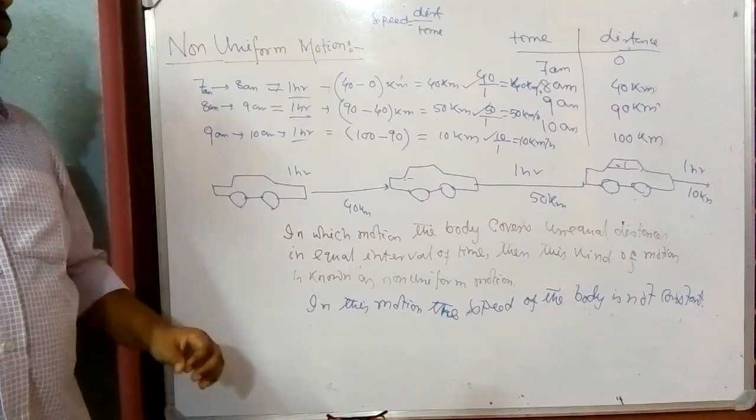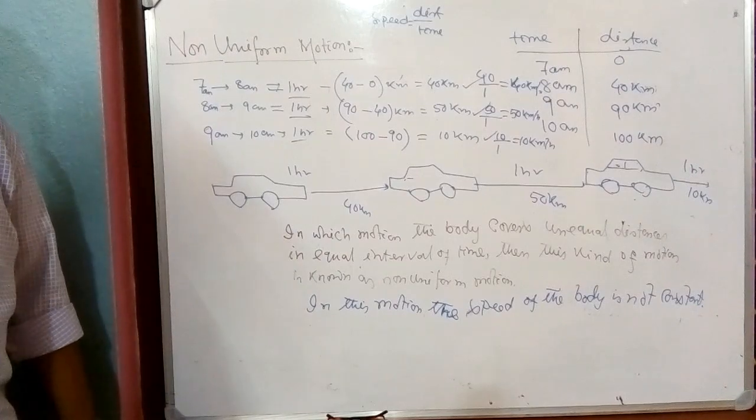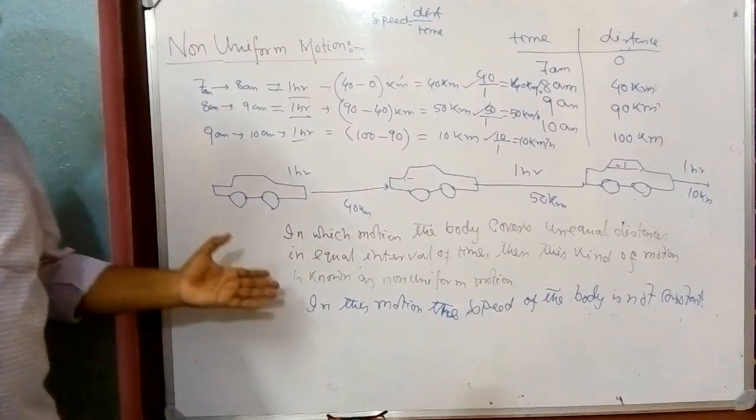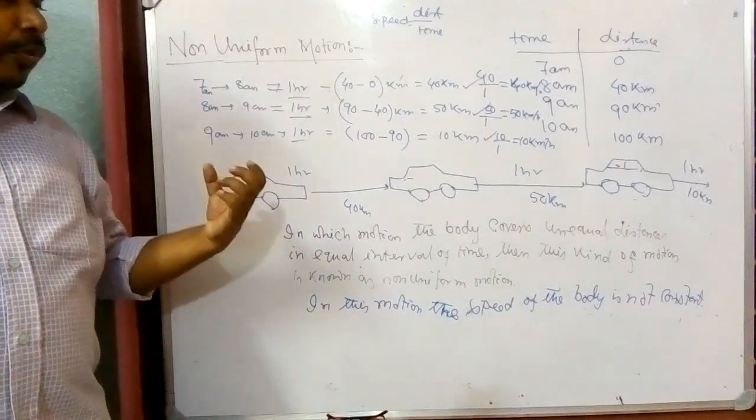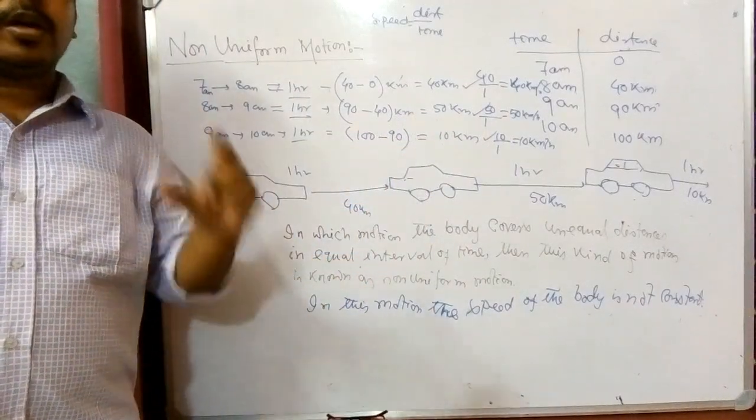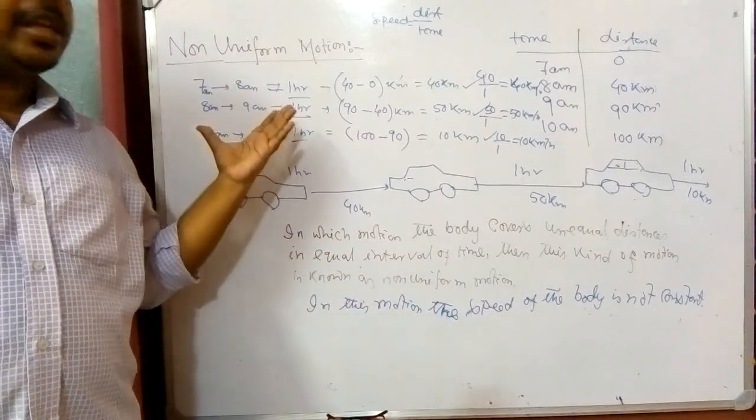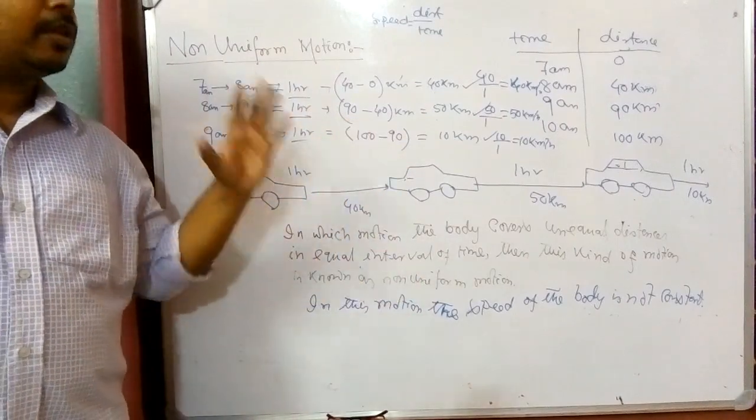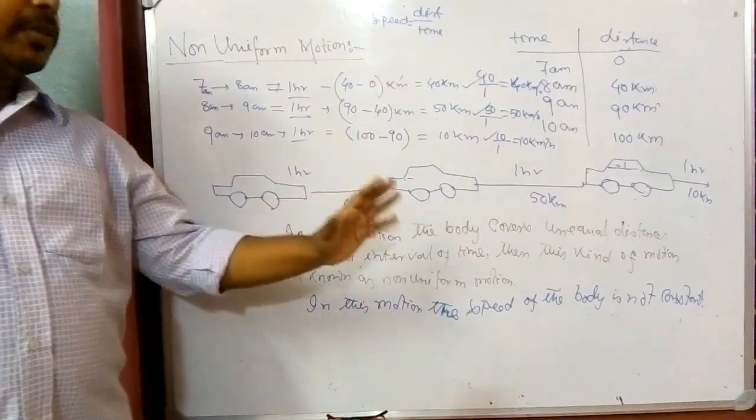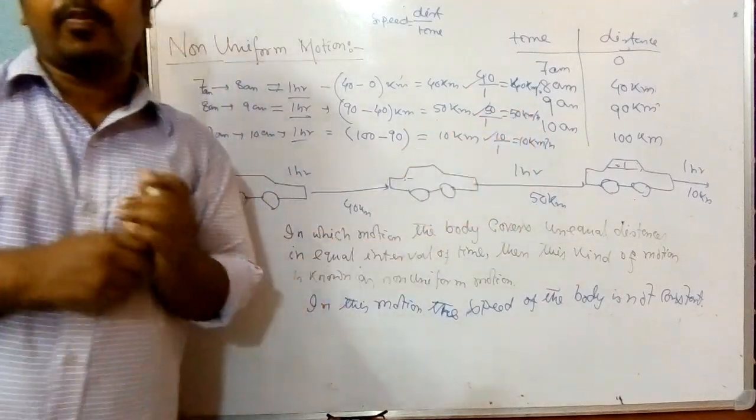Okay, that means this kind of motion is non-uniform motion. Now the question has come: in this kind of motion, we will not get a perfect speed of a body, because we have seen the speed varies. So here we have seen variable speed. Variable speed means 40 kilometer per hour, 50 kilometer per hour, 10 kilometer per hour.